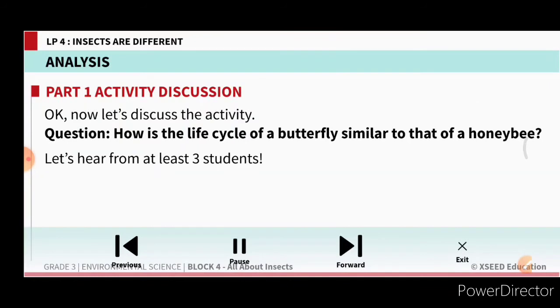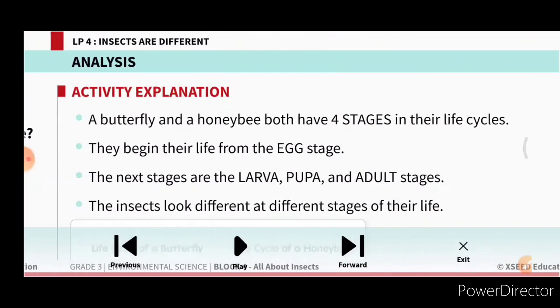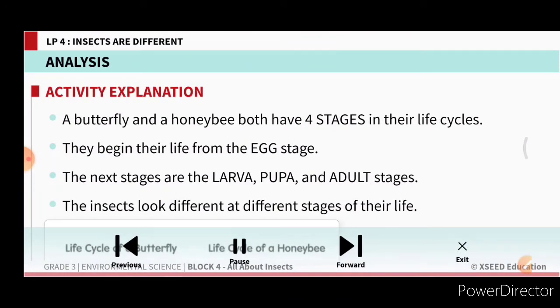How is the life cycle of a butterfly similar to that of a honeybee? What is same between the life cycle of a butterfly and honeybee, children? It is very simple. The life cycle of a butterfly has 4 stages as well as the life cycle of a honeybee also has 4 stages. What are these stages called? They are the first stage egg, the second stage larva, the third stage pupa and the adult is the last stage, right? Now, a butterfly and honeybee both have 4 stages in their life cycles.